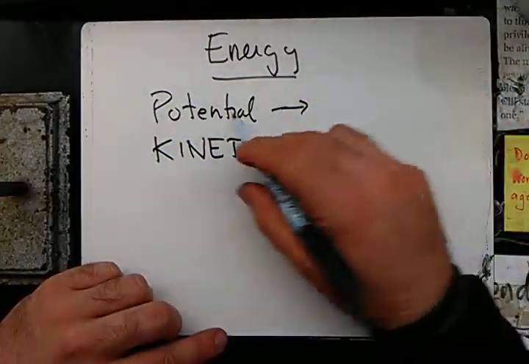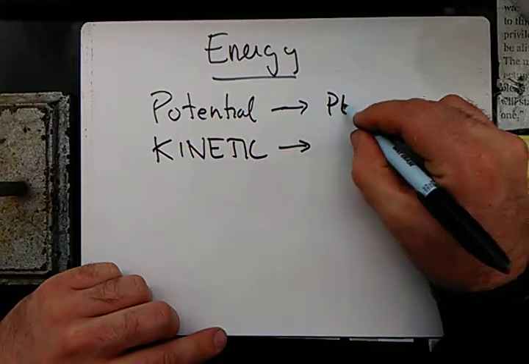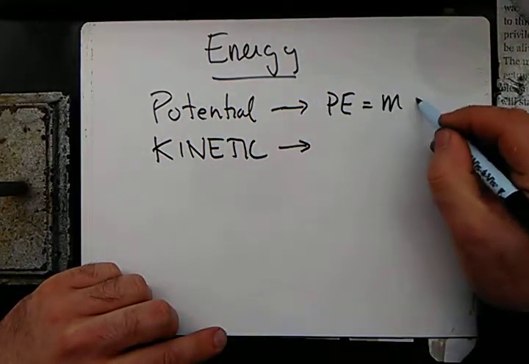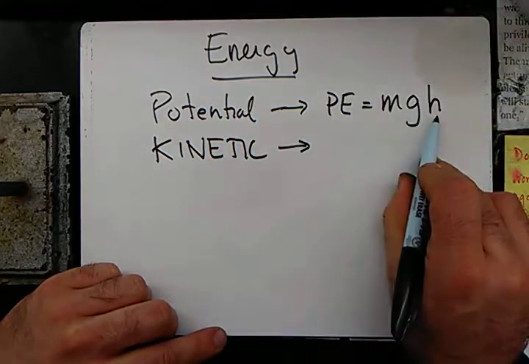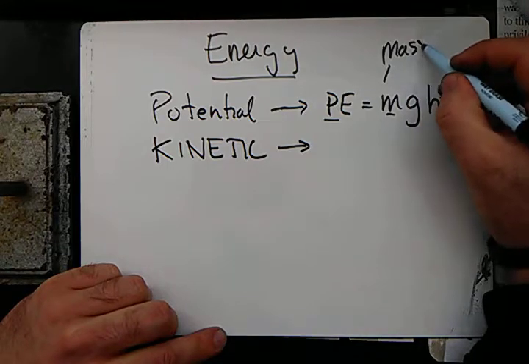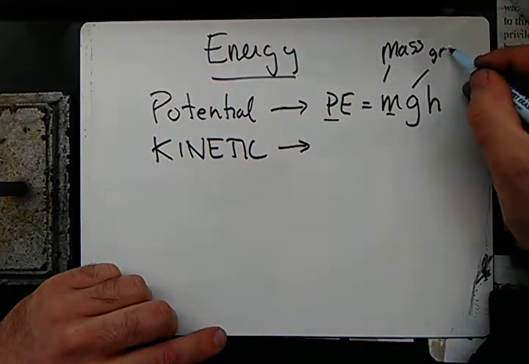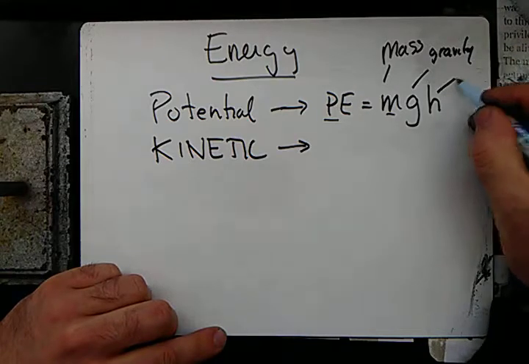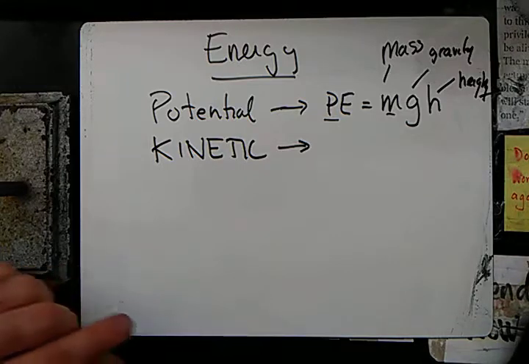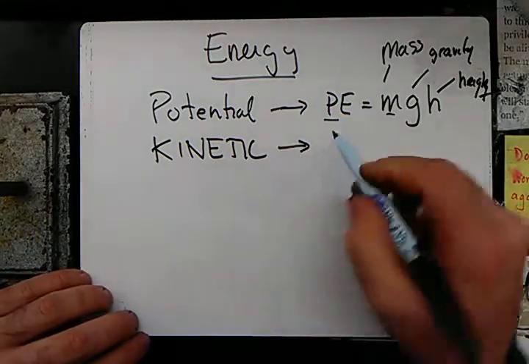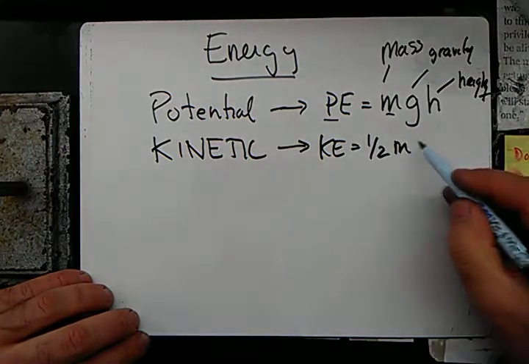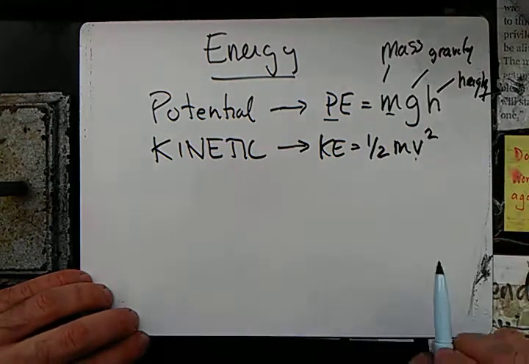Without getting into too much detail, I'm going to give you a formula. Potential energy equals the mass times gravity times height, where H is height. The kinetic energy equals half times the mass times the velocity squared.